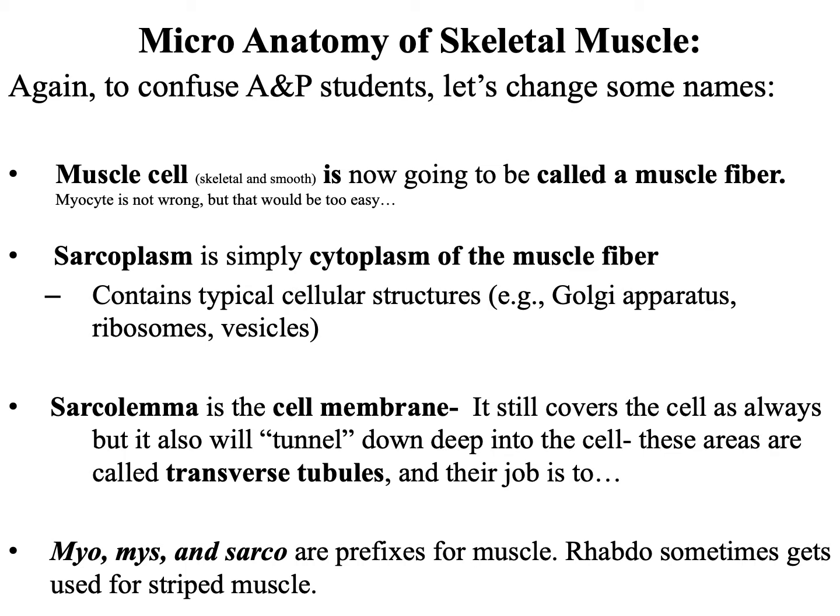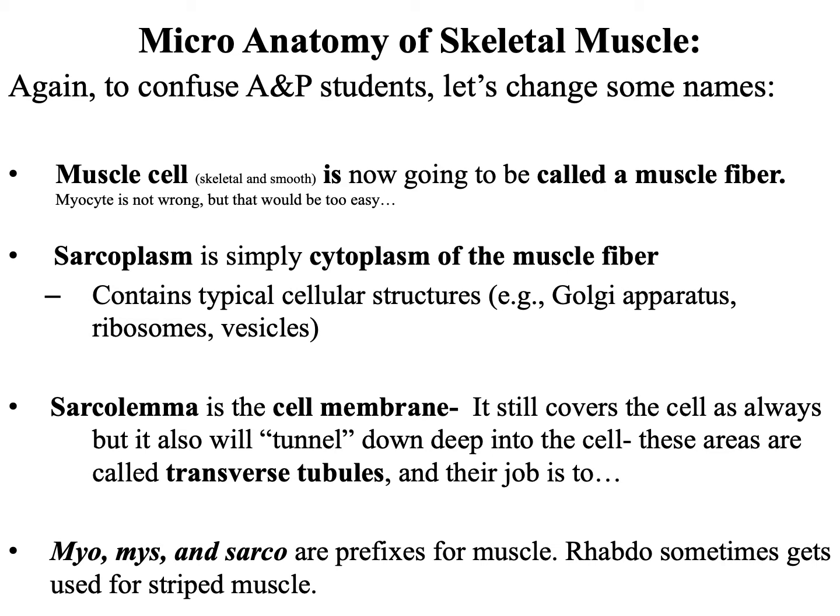That guy is going to be going all the way down the cell, but he's going to have these little dips, these little tunnels that are actually going to burrow themselves down through the cell. And I'll show you a picture of that in a minute. Those little areas where that cell membrane actually dips down as a tunnel are called transverse tubules. I'm going to show you what their job is.